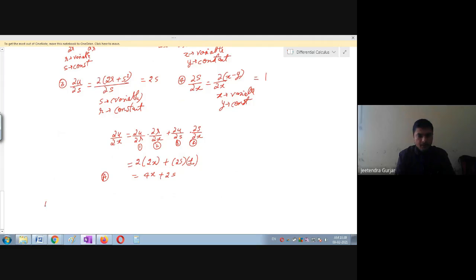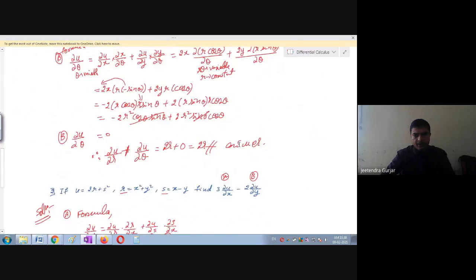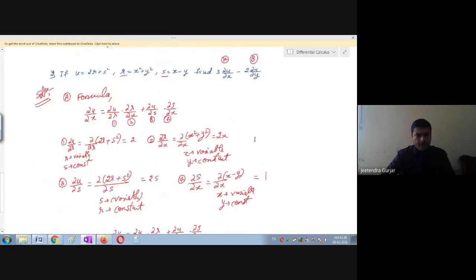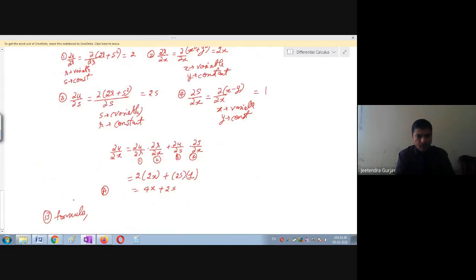Now you can go to the B part. For B part, again please write down the formula first, very very important. Write down the formula first. What is the formula here we have? Dou u upon dou y I have to calculate. So dou u upon dou y can be written like this: dou u upon dou r into dou r upon dou y. You understood the trick how to write this formula, right, students? So easily you can see.